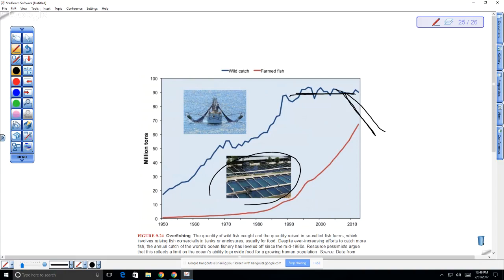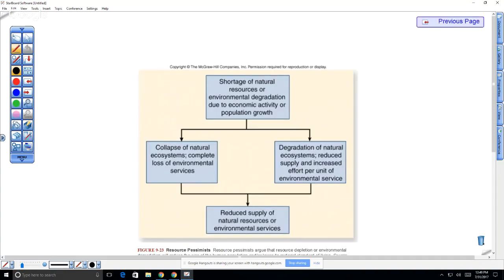The pessimists say that a shortage of resources and environmental degradation are going to cause the collapse of our natural ecosystems and loss of environmental services. Really, climate change is going to test whether this is true, because it might dramatically affect oceans, but it also might dramatically affect our water supply, and drought, so natural patterns of precipitation.